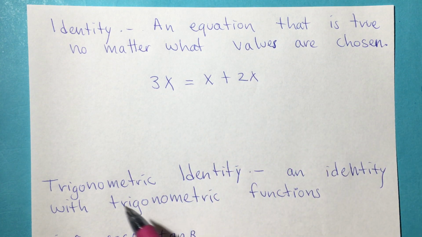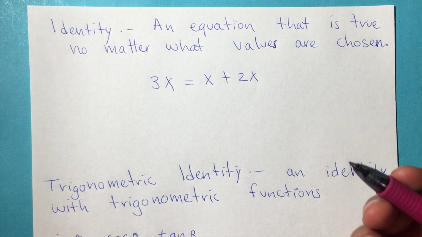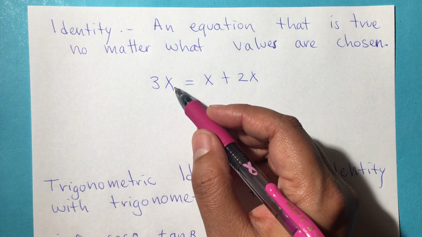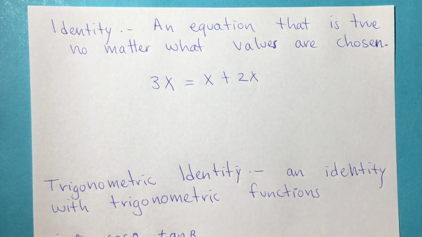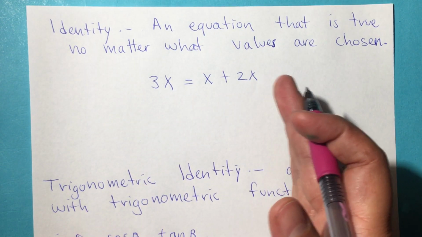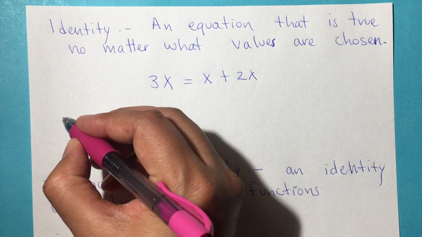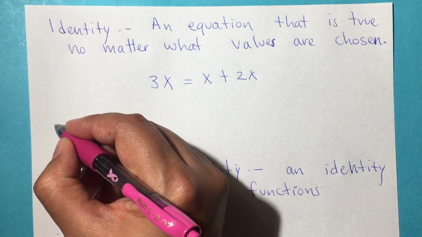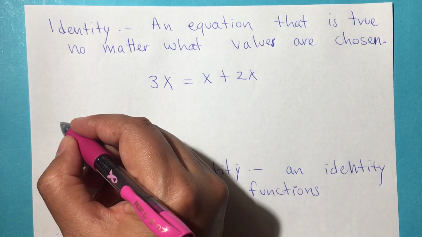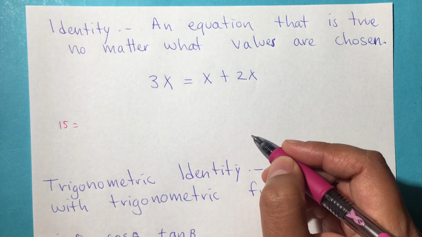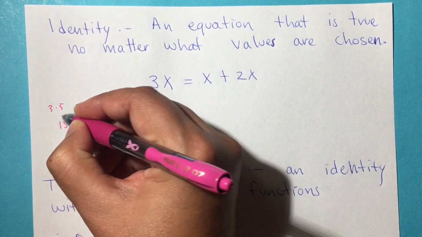And that's what we're going to be doing with trigonometric identities. But I want you to see that in here, it doesn't matter what value you put for x, you will always get a true statement on both sides. Because let's say that you choose 5. 3 times 5 is going to be 15 on one side. Right? 3 times 5 equals 15.